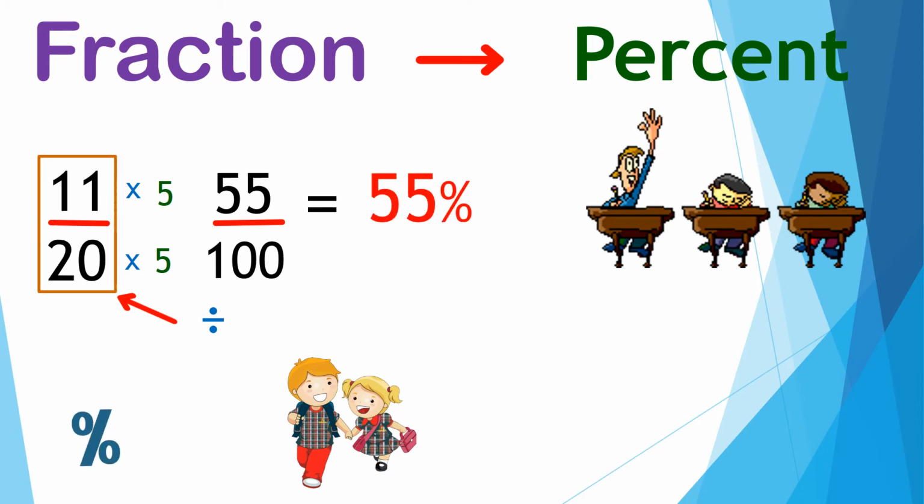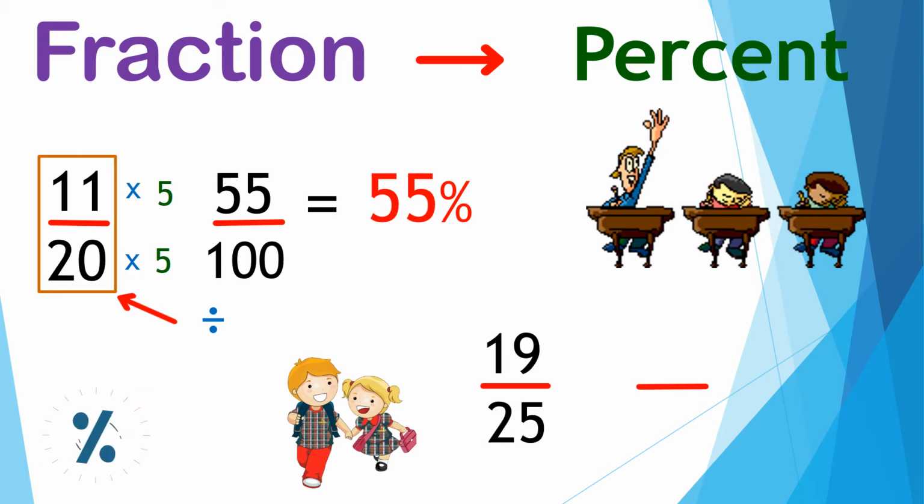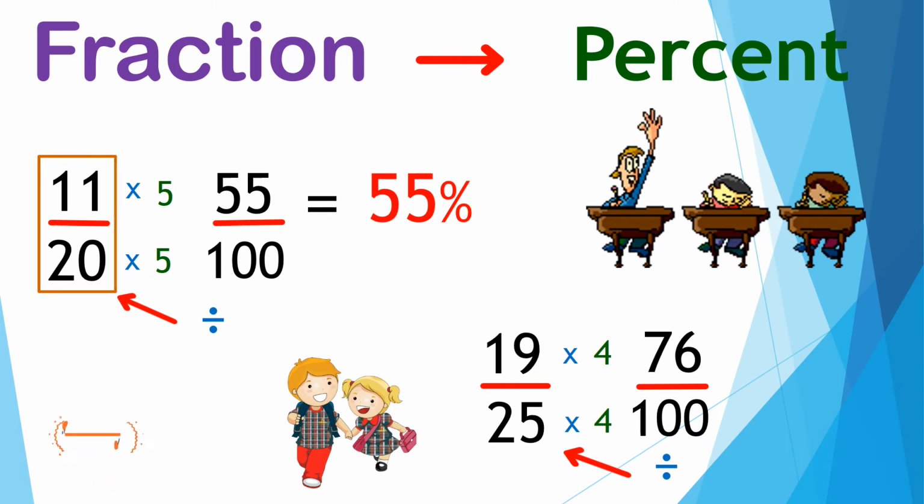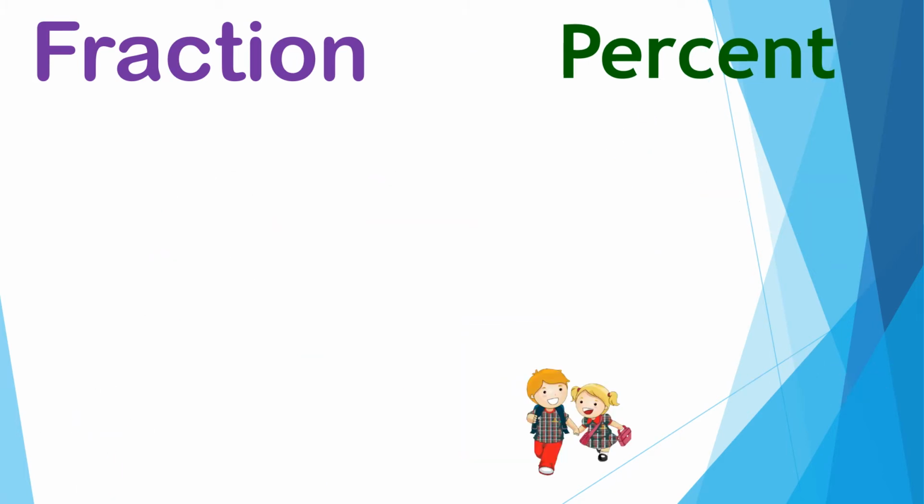Let's try this one. 19 over 25. Percent is over 100. So divide 100 by 25 or multiply 25 with a number that gives a product of 100. That number is 4. Do the same with 19. We have 4 times 19 equals 76. It means that 19 over 25 is 76%.